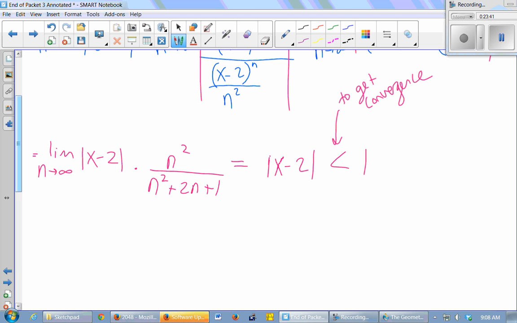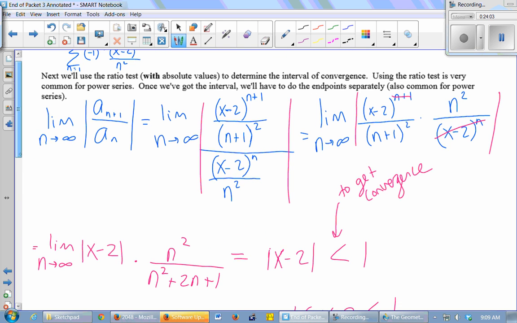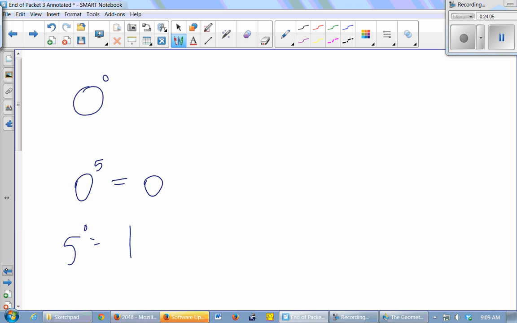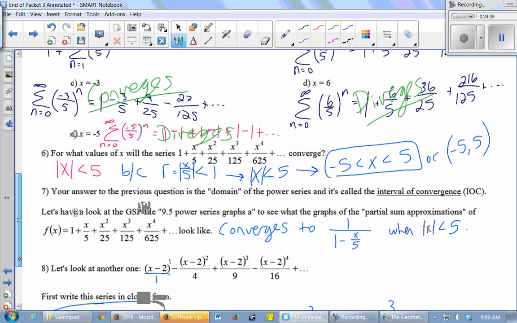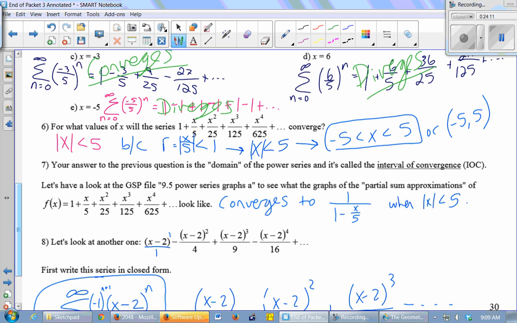All right, so if x minus 2 in absolute value is less than 1, that means that x minus 2 itself is between 1 and -1. You drop the absolute values. Does that make sense? If we did it in an easier example with the 5: if the absolute value of x is less than 5, that means x has to be in this interval from -5 to 5.